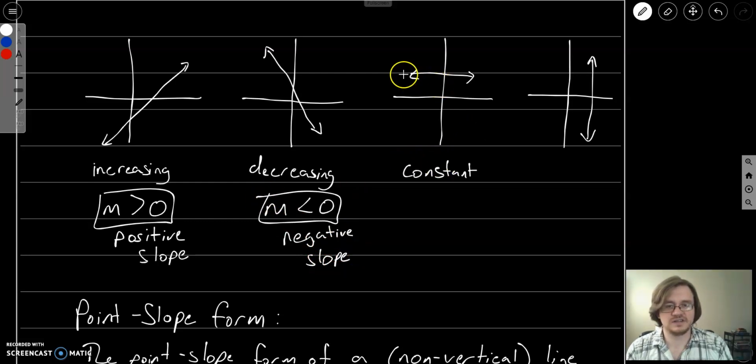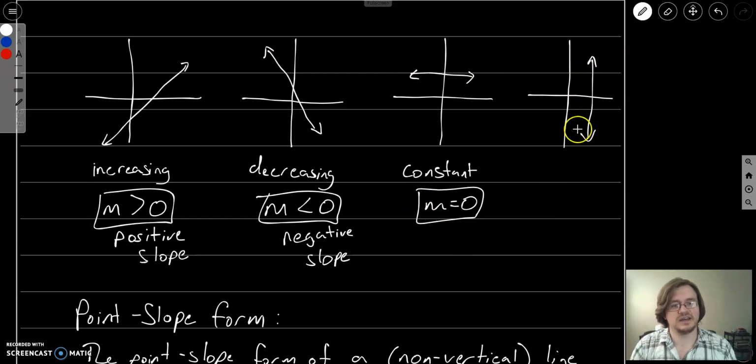For a constant function that's moving from right to left at a level pace, there is no rise anymore. The rise is going to be 0. Even though we're moving to the right, so we'll have a non-zero run, the rise is 0. And 0 divided by anything is 0. So the slope of a horizontal line is 0.